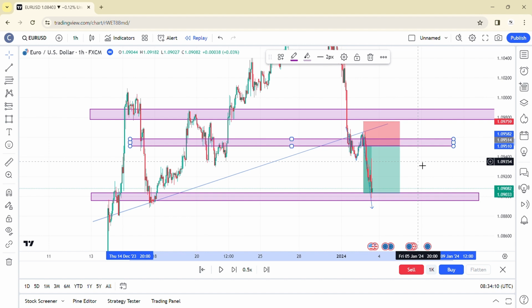Remember, practice makes perfect. The more you practice, the more perfect you become with this strategy. It's just simple. You don't need to complicate your trading at all. You just draw your support and resistance zones, or you draw your trend lines. Once you get a break, you wait for the retest, then you enter the market.